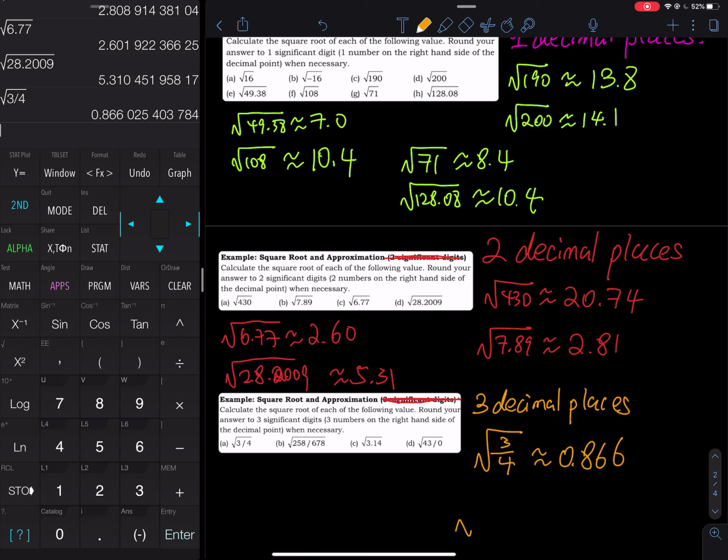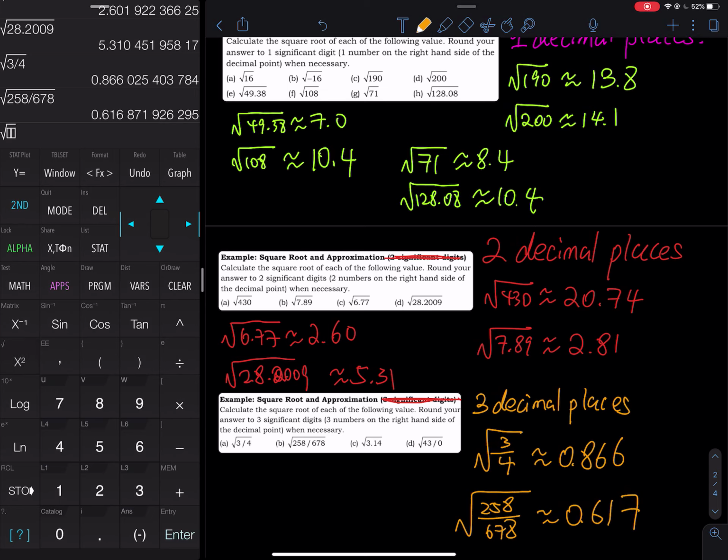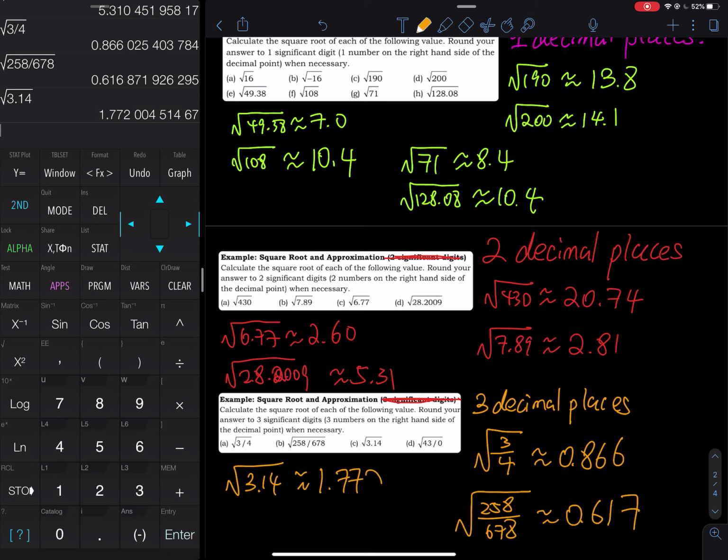0.866. And then the square root of 258 divided by 678. Second x squared 258 divided by 678. So that is around 0.617. And the square root of 3.14, that is around 1.772. And then the square root of 43 divided by 0. 43 divided by 0 itself is undefined because 0 can never be a divisor. So that means the square root is undefined.